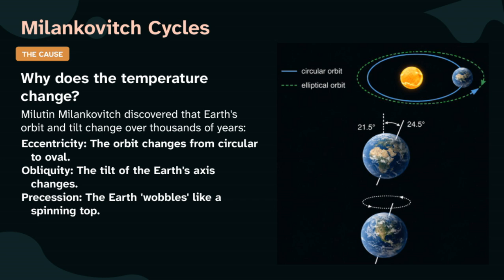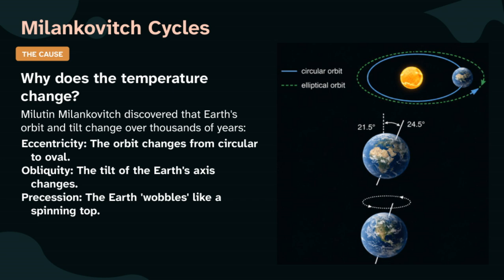The second is obliquity. Obliquity means the tilt of Earth's axis changes. Earth is tilted, and that tilt is one reason we have seasons. When the tilt changes, it affects how extreme the seasons are. A greater tilt can make summers warmer and winters colder. A smaller tilt can make seasons less extreme. The third is precession. Precession means the Earth wobbles slightly on its axis, a bit like a spinning top. This changes the timing of seasons in relation to Earth's position in its orbit.